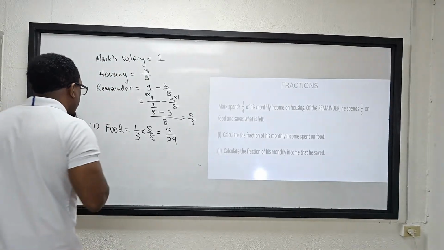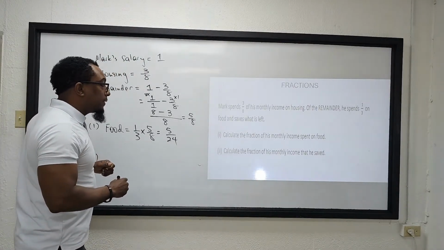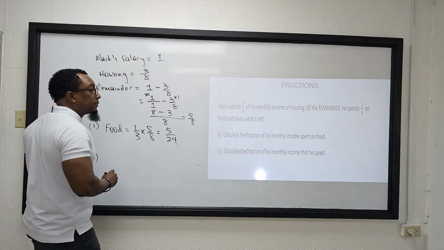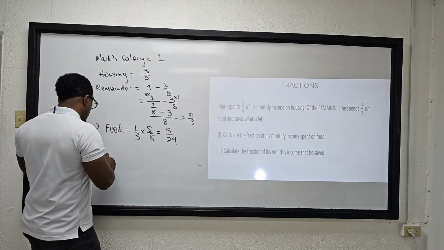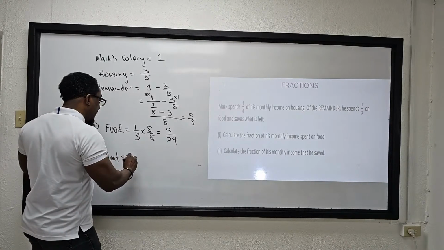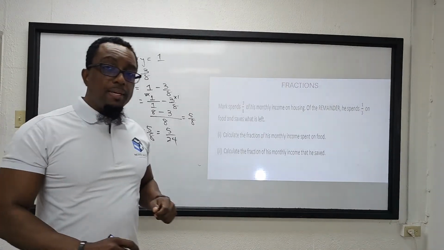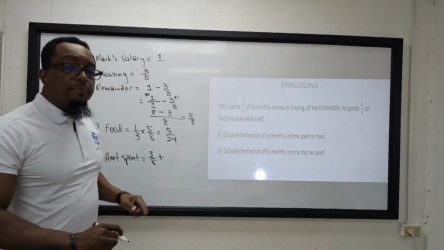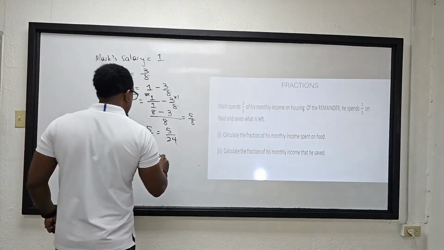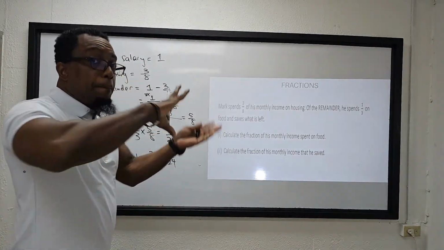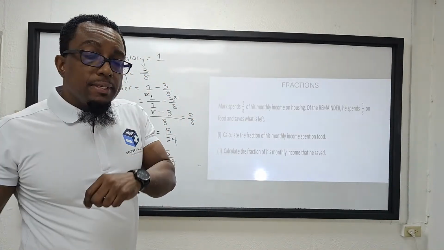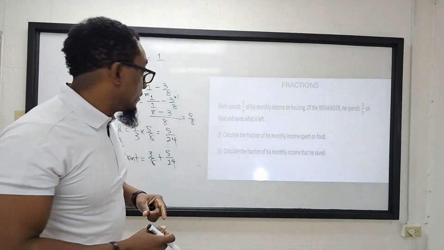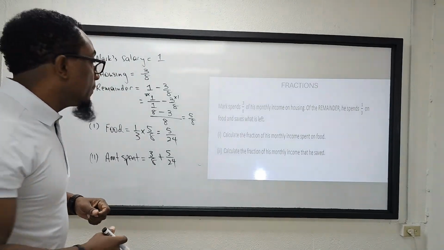What is left? So to determine the amount saved, first let us determine what was spent. So the amount spent. So the amount of money spent, 3/8 went into what? Housing. Plus 5/24 went into food. So this is what was spent. So when we take that away from his overall salary, we're going to have what was saved. So amount spent will be 3/8 plus 5/24.